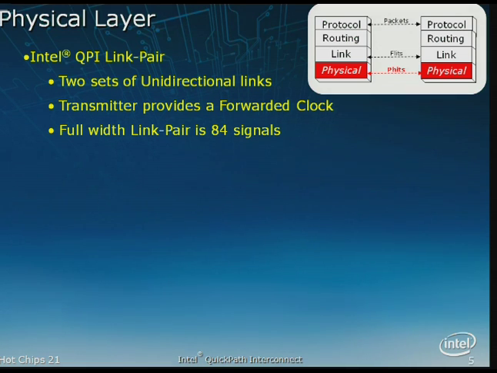So in QPI, basically, we don't have a link, we have a link pair. And so we made up another term. What a link pair is basically 2 sets of unidirectional links. QPI uses low voltage differential signaling with a forwarded clock. And so we have basically a link going left to right and a link going right to left. And that's a link pair. As I stated earlier, we also include a forwarded clock. And a full width link pair is about 84 signals.